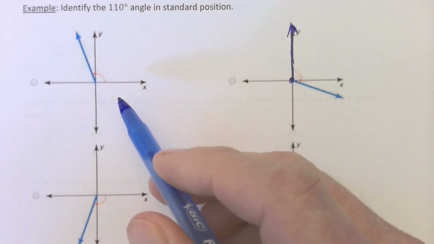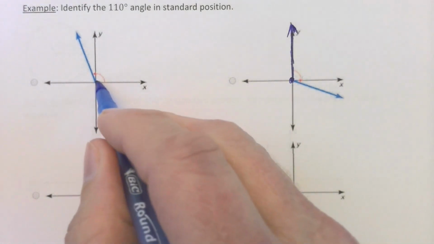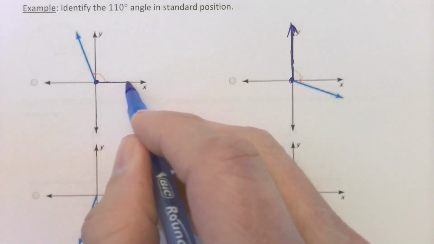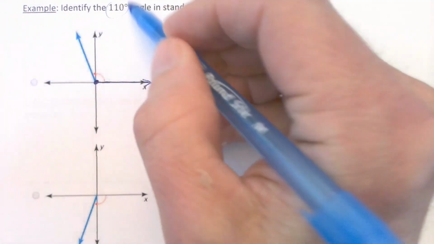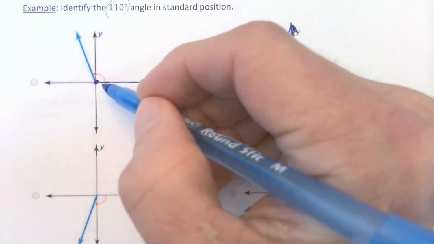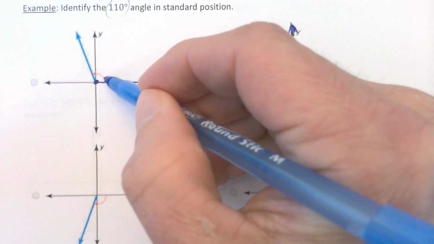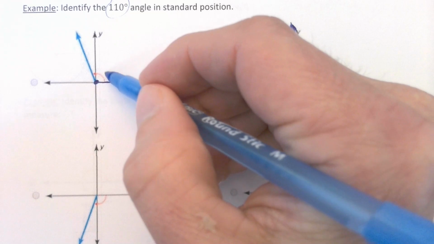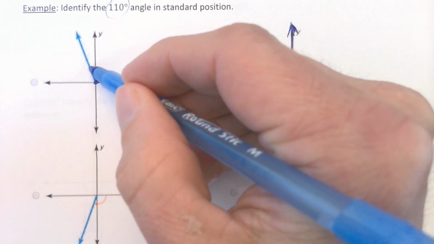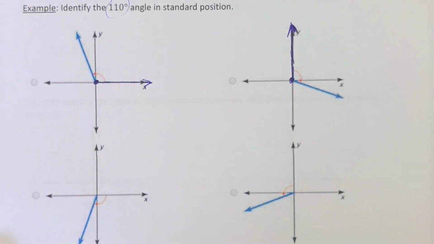They're both in standard position. However, this is the one we actually want. Here it is. Here's the answer. Why this one? Because remember, it's positive 110 degrees. And this little red arrow indicates that we are rotating in a counterclockwise direction. If we stopped here, it would be 90, but we've gone 20 degrees beyond that, and that's 110 degrees.